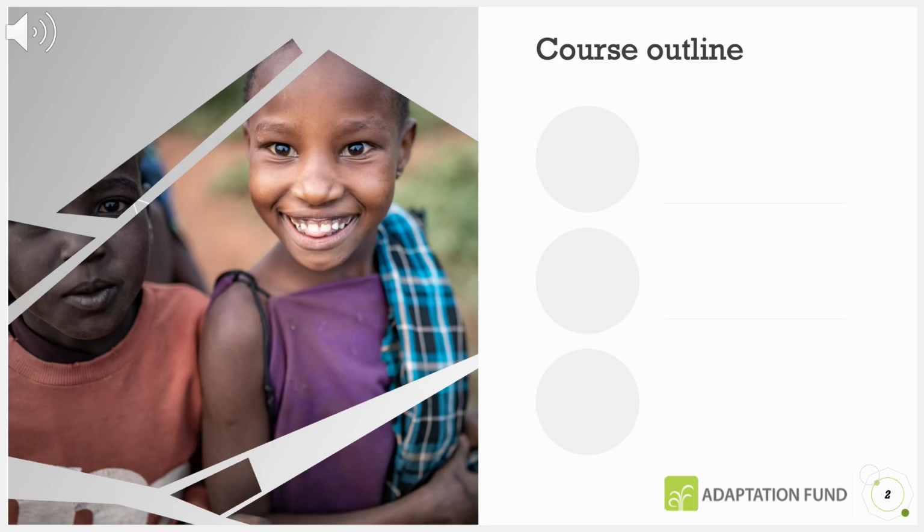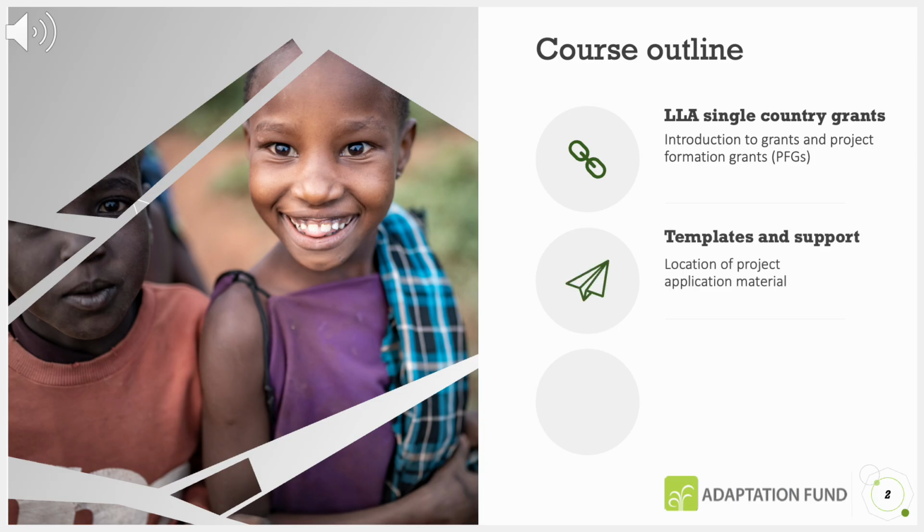The course has 4 sections. First, an introduction to LLA single country grants, including project formulation grants. Second, access to templates and support. And third, an overview of the different proposal stages. There is a case study and review at the end of the training. The full training takes 22 minutes to complete. You can pause at any time to apply part of the training, or take a break and return at your leisure.